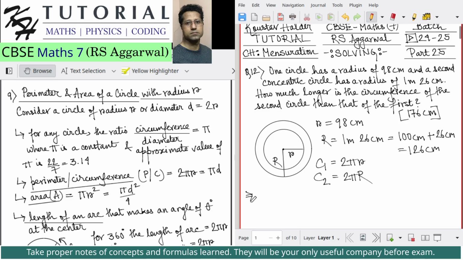So the question has asked how much longer is the circumference of the second circle. So difference, so we have to basically find C2 minus C1, that is the difference of the circumference of the second circle with that of the circumference of the first circle is what has been asked. So C2 minus C1 will be 2 pi capital R minus 2 pi small r. If I take out 2 pi common, this will be 2 pi multiplied by capital R minus small r.